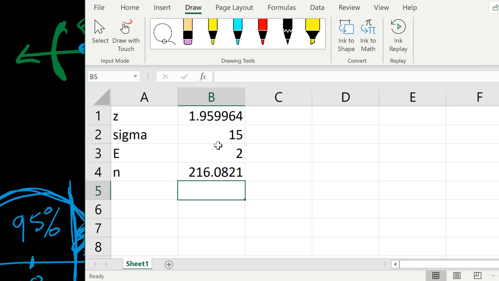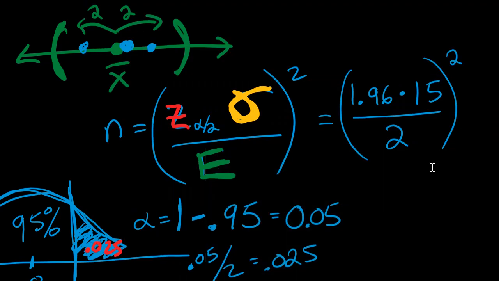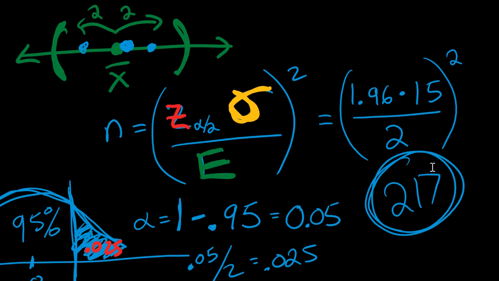Now, you see that 216.08? You can't have 0.08 of a person, so you always have to round this up. So the answer is not going to be 216, it's going to be 217 people. You always round it up. You never round down, because we do want to include that 0.08 of a person, but we need the whole person. So it's going to be 217 people. That's what we need. 217 people, so that we can be 95% confident that our sample mean is within 2 years of the population mean.